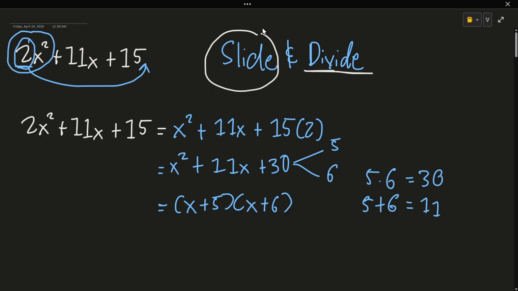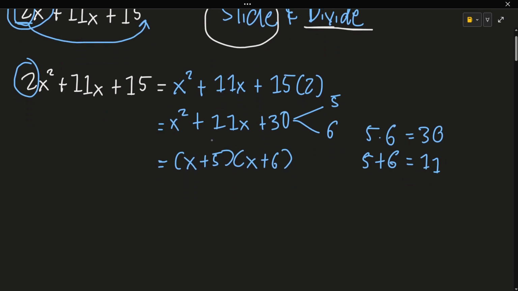Divide by the number you slid, which is 2. Okay? Now, here's the question. We're going to divide by 2, right? But what exactly are we going to divide by 2? Since we have already factored this, the numbers here, you're going to divide them by 2.